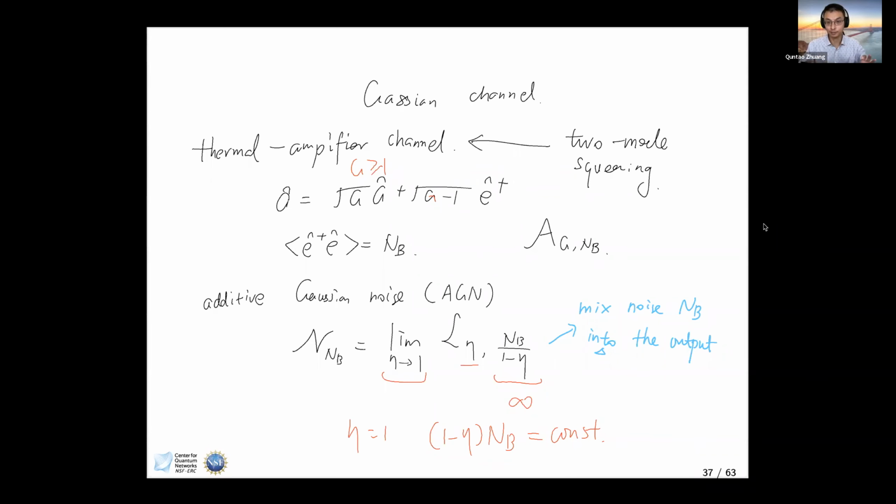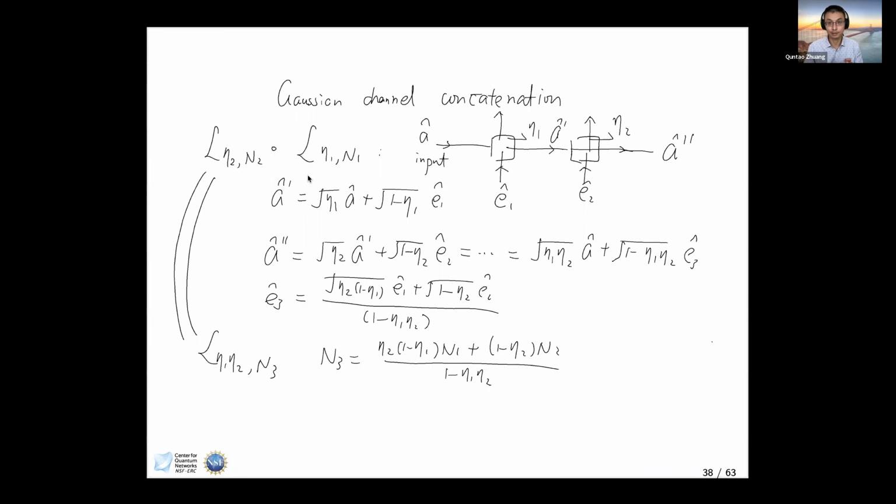There are other channels, like the complementary channel to this thermal amplifier, which looks at the environment, but essentially they come from similar unitaries. Finally, one thing we need to understand is how these channels concatenate together. In modern optical communication, if you have an optical fiber, then once in a while you have an amplifier to amplify the signal, and of course unavoidably add noise. In the classical case, it's okay. In the quantum case, it's not. So in the quantum case, there are so-called quantum repeaters, useful for quantum networking.